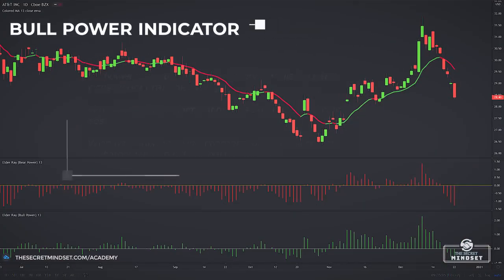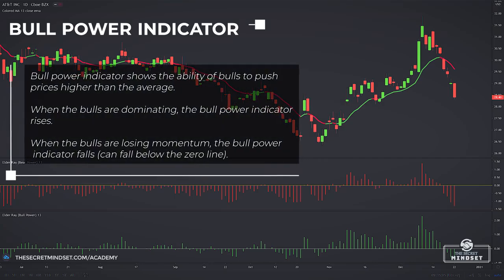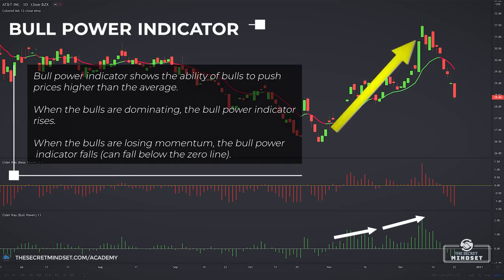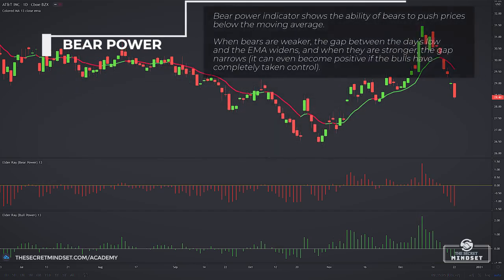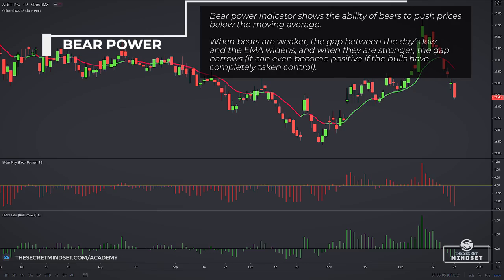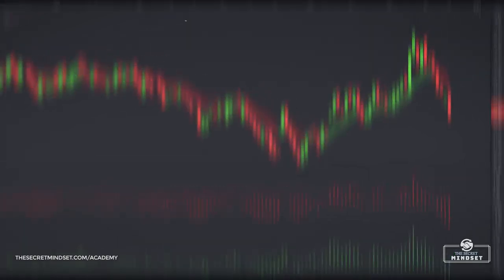Now, by comparing the day's high price to the EMA, the bull power indicator shows the ability of bulls to push prices higher than the average. Hence, when the bulls are dominating, the bull power indicator rises. And when the bulls are losing momentum, the bull power indicator falls and can fall below the zero line. On the other hand, the bear power indicator shows the ability of bears to push prices below the moving average. When the bears are weaker, the gap between the day's low and the EMA widens, and when they are stronger, the gap narrows and can even become positive if the bulls have completely taken control.